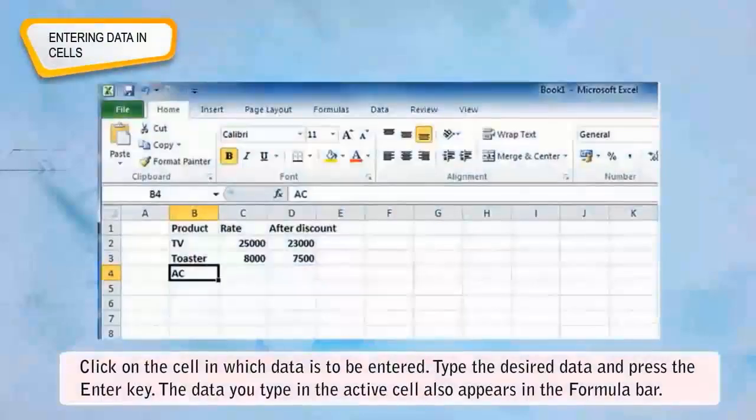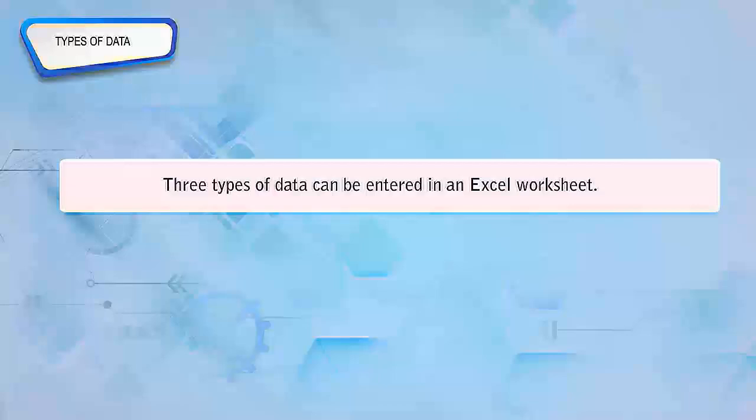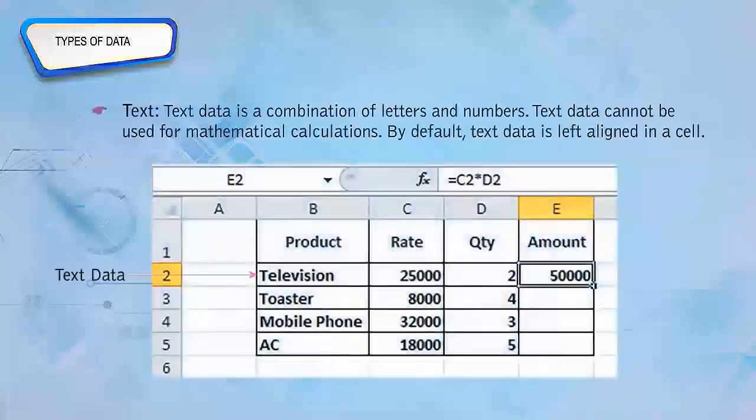Entering data in cells. Click on the cell in which data is to be entered. Type the desired data and press the Enter key. The data you type in the active cell also appears in the formula bar. Types of data. 3 types of data can be entered in an Excel worksheet.